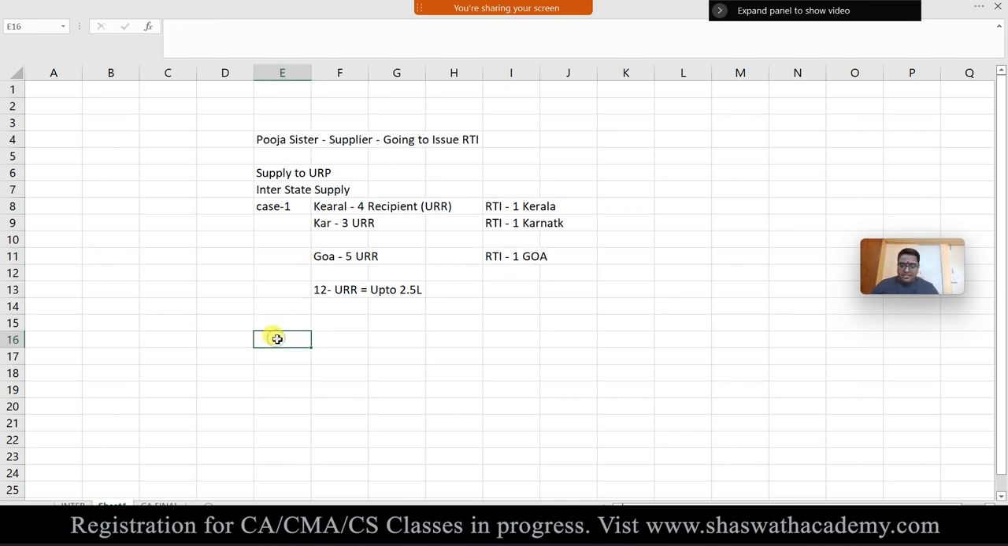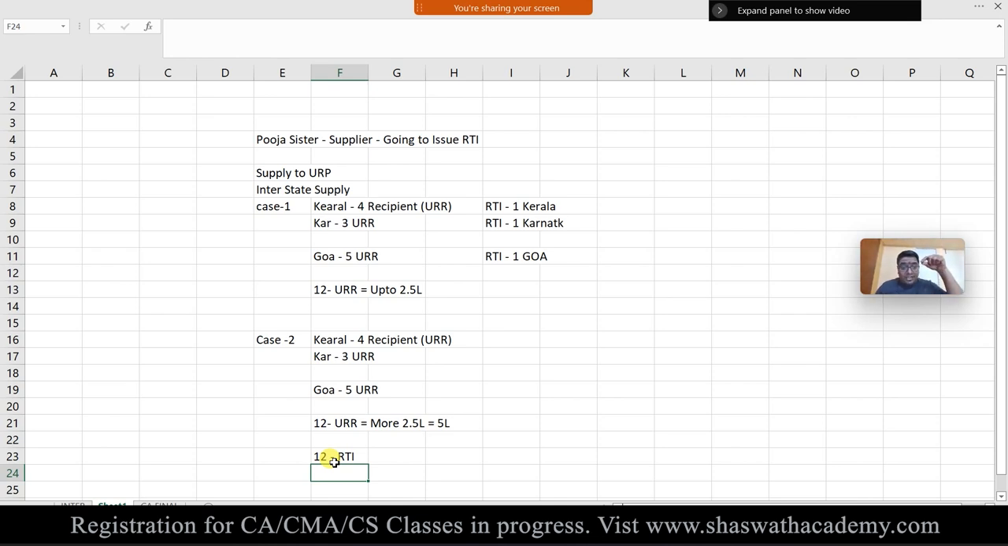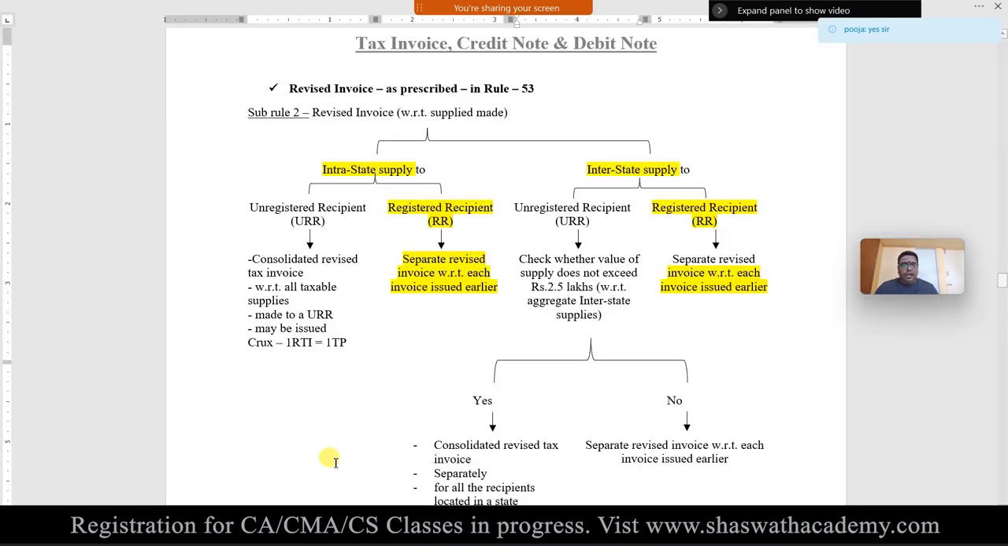Sir, case 2. Now I am presenting case 2. Sir, same transaction, but slight change. What happens, sir? Put together, for these 12 transactions, it has become more than 2.5 lakhs. That is to say, it came to 5 lakhs. Then what am I supposed to do, sir? I have to issue 12 revised tax invoices. My dear brothers and sisters, are you comfortable? Everybody, are you able to understand? Yes, sir. Look at the chart now. I am making an interstate supply to an unregistered recipient, and check whether the value does not exceed 2.5 lakh.